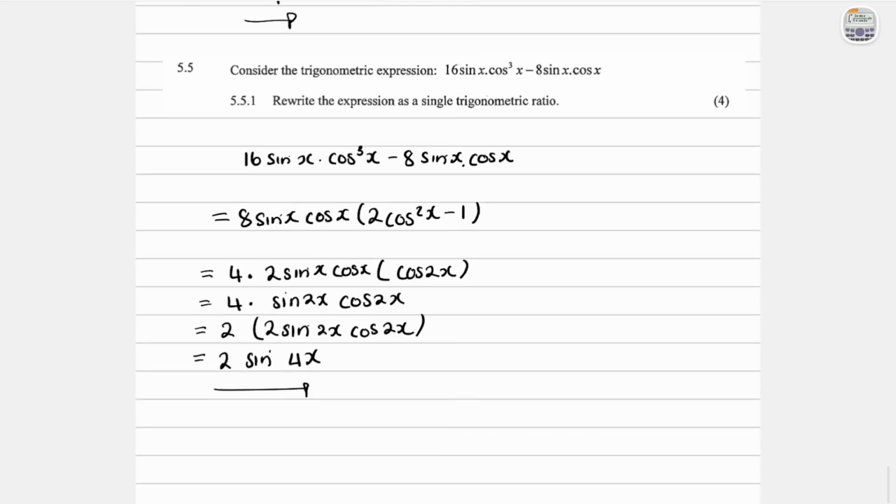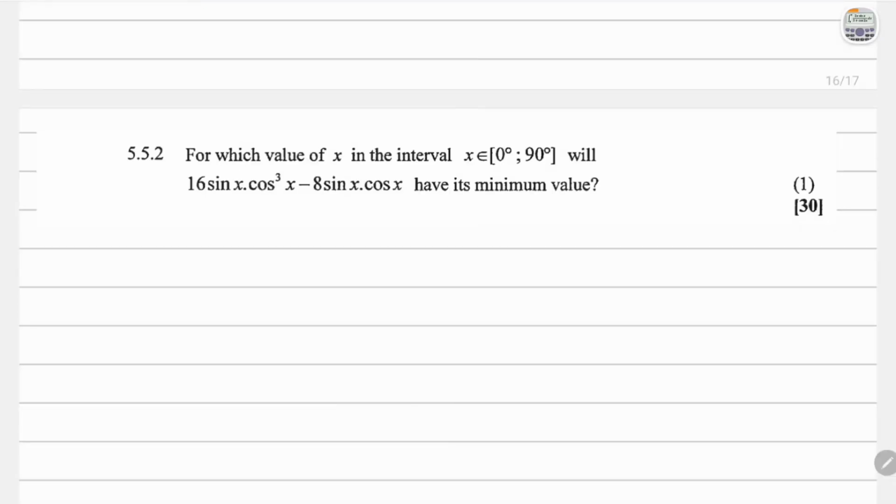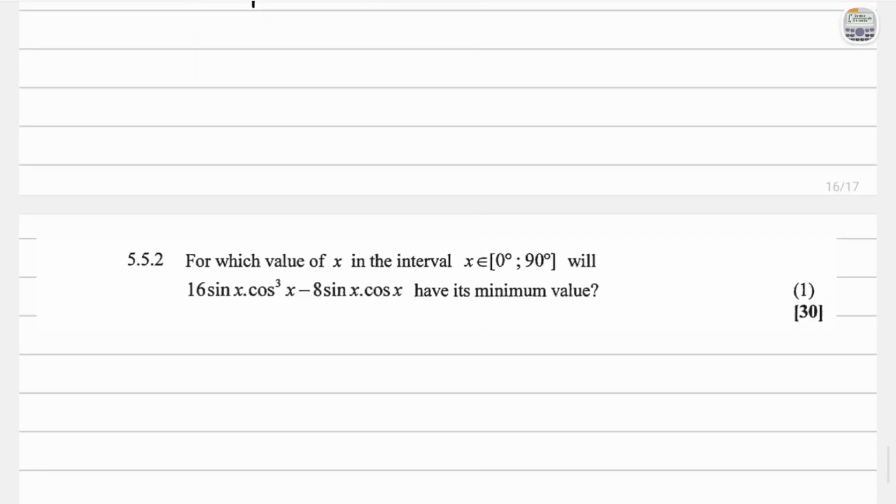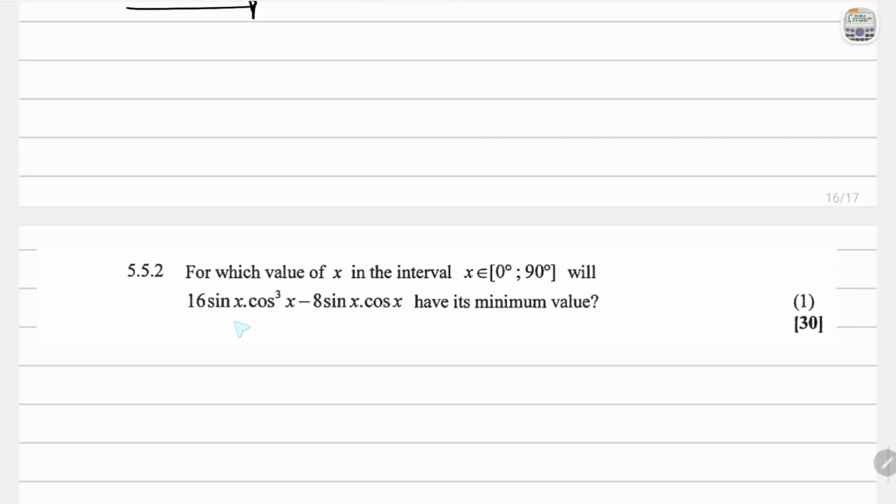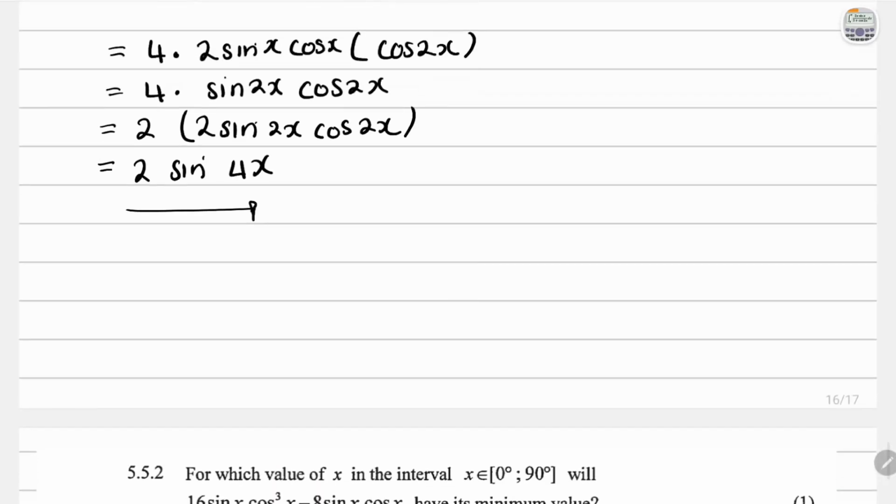Moving on to the last question in question 5. Okay, the last question for question 5 says, for which value of x in the interval where x is an element of 0 to 90 degrees will 16 sine x cos x cubed minus 8 sine x cos x have its minimum value? We must think about this question carefully because do you see that this is simplified to 2 sine 4x.